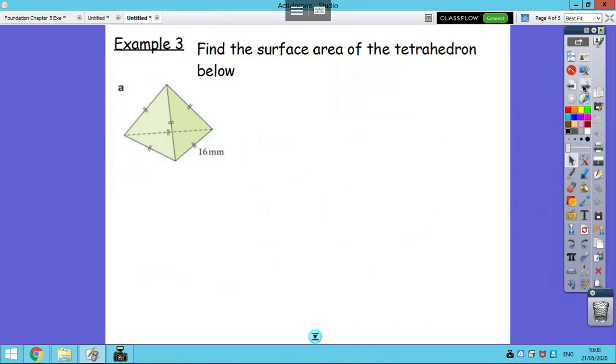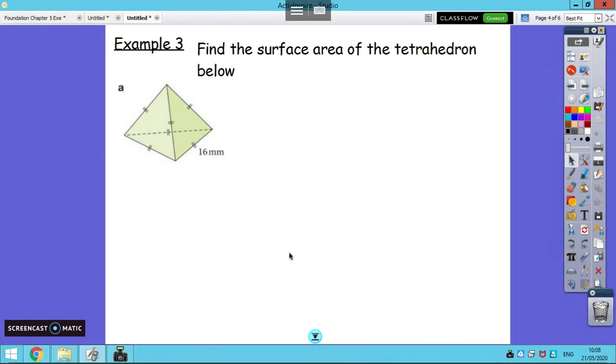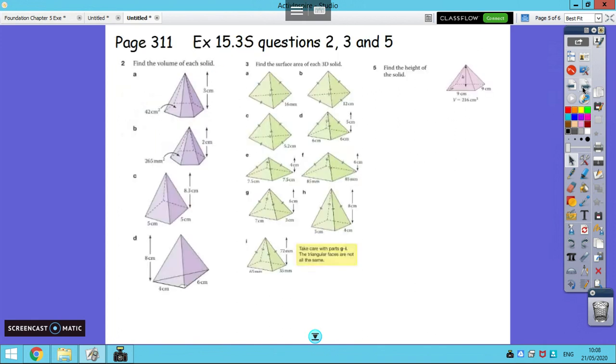Okay, in terms of time, we haven't got that much time left before it cuts out on me. So for those of you that are happy with that, here are the questions I'd like you to do. Exercise 15.3, questions 2, 3 and 5 on page 311 from Caboodle Pink Book. Okay, they're the questions I'd like you to do.